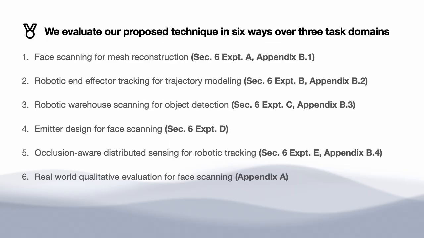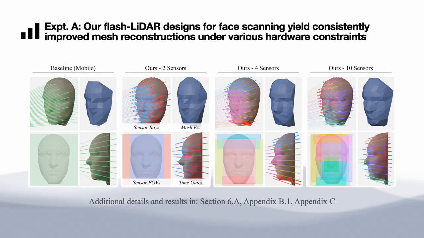We evaluate our proposed technique in 6 experiments over 3 domains. We refer to our paper for the complete experimental details and results. In experiment A, we show first that we can design flash LiDAR systems for face scanning. Our designed systems yield consistently improved mesh reconstructions compared to conventional LiDAR designs used currently in mobile scanning. These results highlight in particular that our proposed technique is capable of conforming to variations in scene and surface geometry.